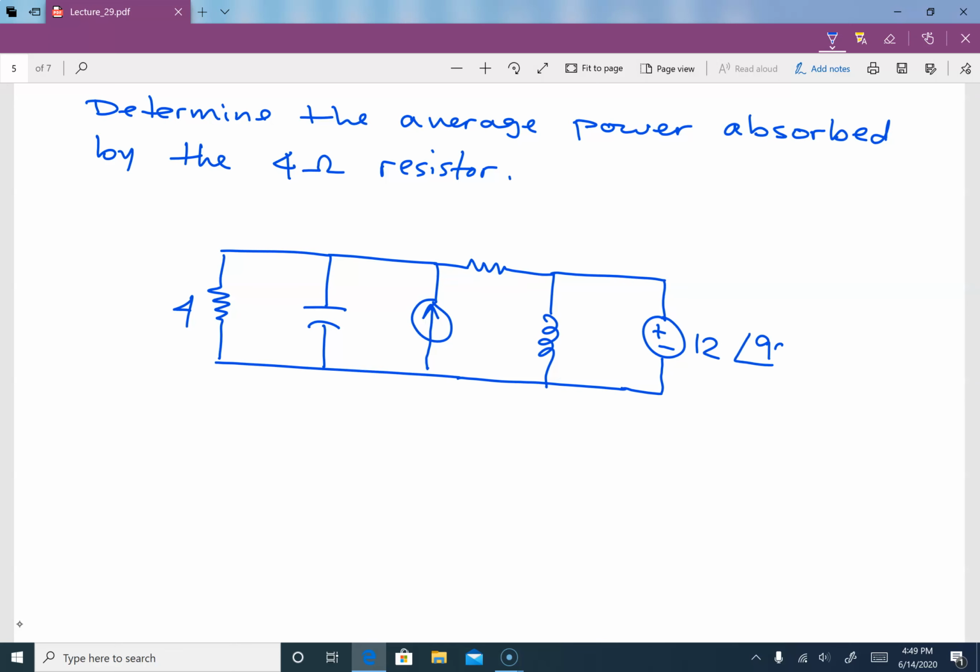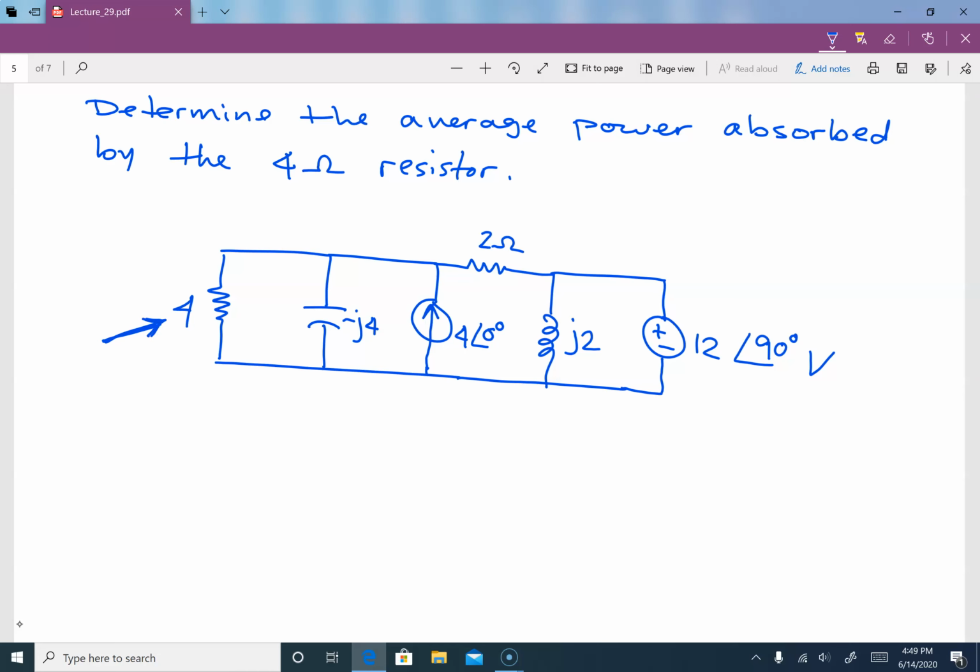(12) with angle 90 degrees volts. This is J2. This is 2 ohm. This is 4 with angle 0, minus J4. So we would like to know how much power that this resistor absorbs.